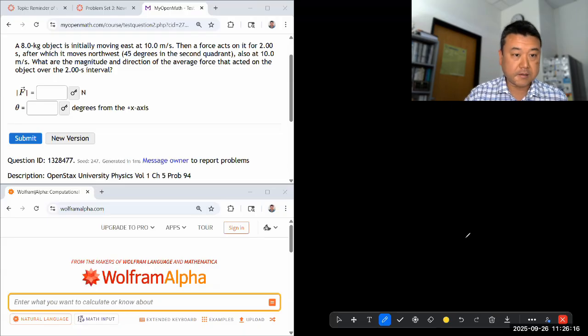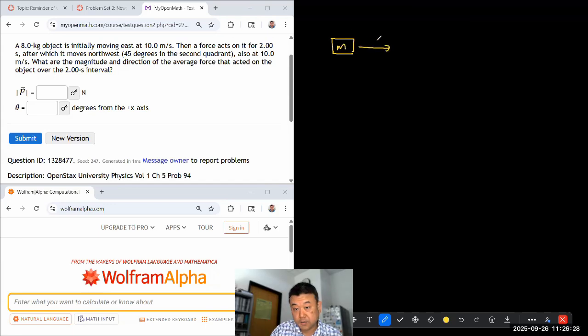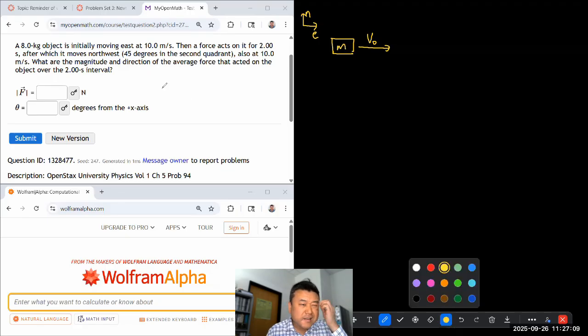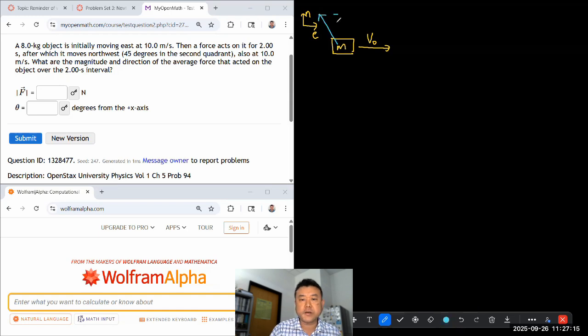So this one says an 8-kilogram mass object. Let me just doodle to make sure I have the correct understanding of the physical picture. I have some object of some mass which has some initial velocity eastward, and let me set my axes so that east is my normal plus x direction and north is my normal plus y direction. So, east at 10 meters per second, then a force acts on it for 2 seconds, after which it's moving northwest, so the force must be applied in that direction.